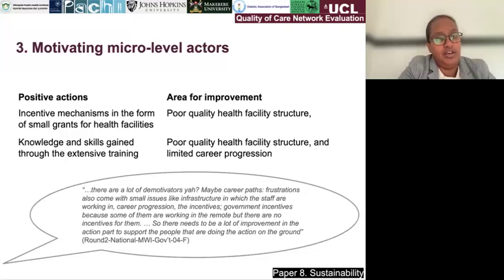The third action was motivating micro-level actors. In our case, the micro-level actors were healthcare workers at the lower level. There were incentive mechanisms in the form of a small grant given to health facilities that performed well in their service quality initiatives. In addition to that, the knowledge and skills gained through the extensive training were considered a source of motivation for our respondents. However, poor quality health facility structure, as well as limited career progression, were reported to be demotivators for our respondents. Next slide, please.